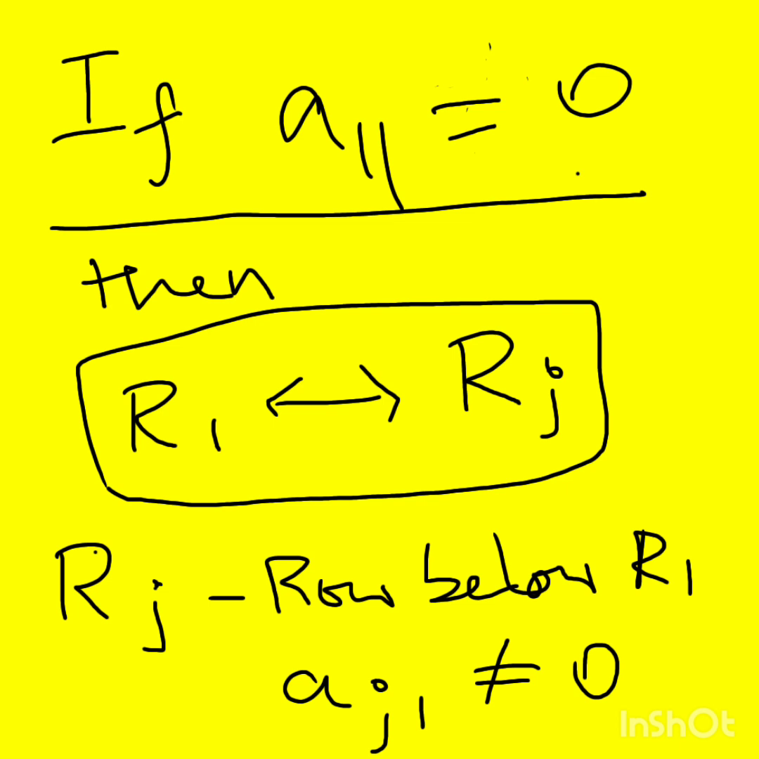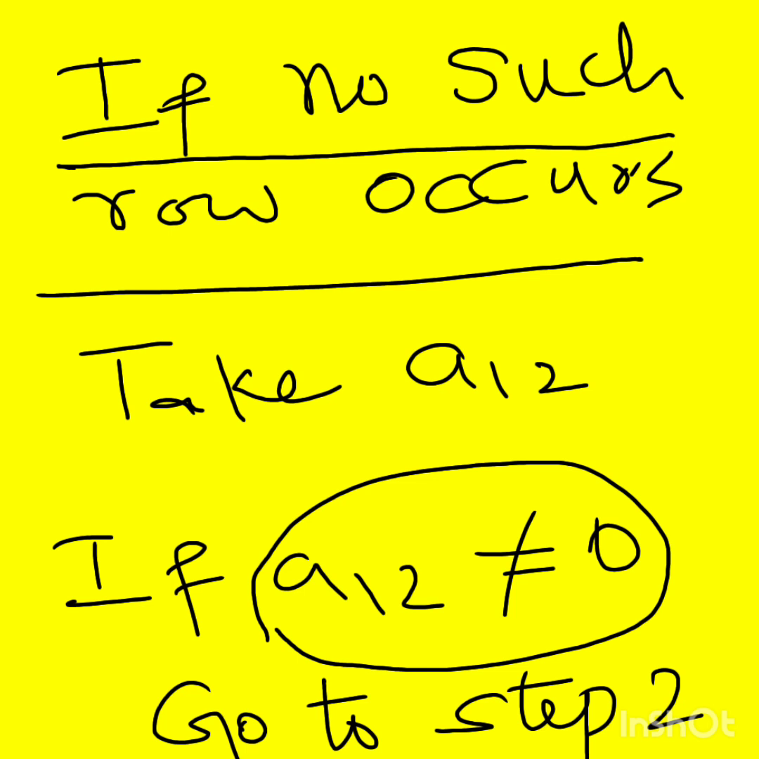We search for a row below the first row with a non-zero first column element. If it is found, we interchange the current row 1 with that row, because the first row, first column element is 0. After interchanging, we go to step 2.